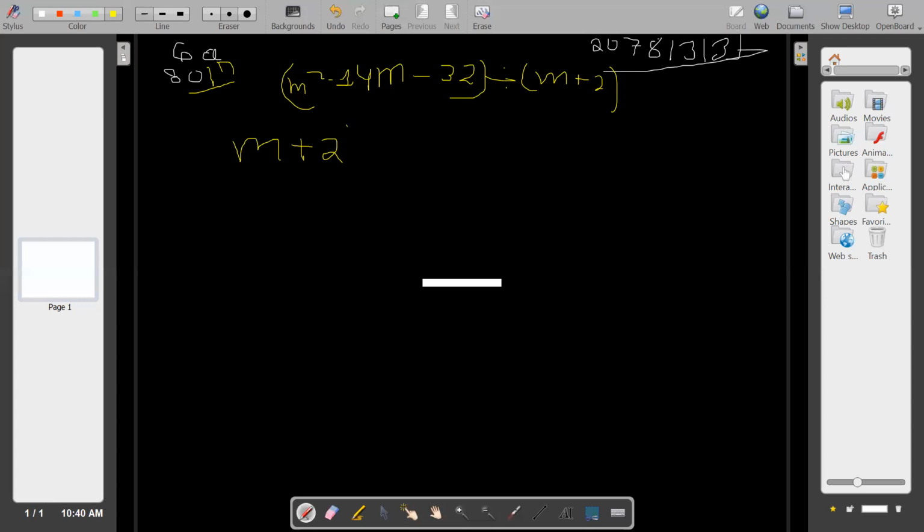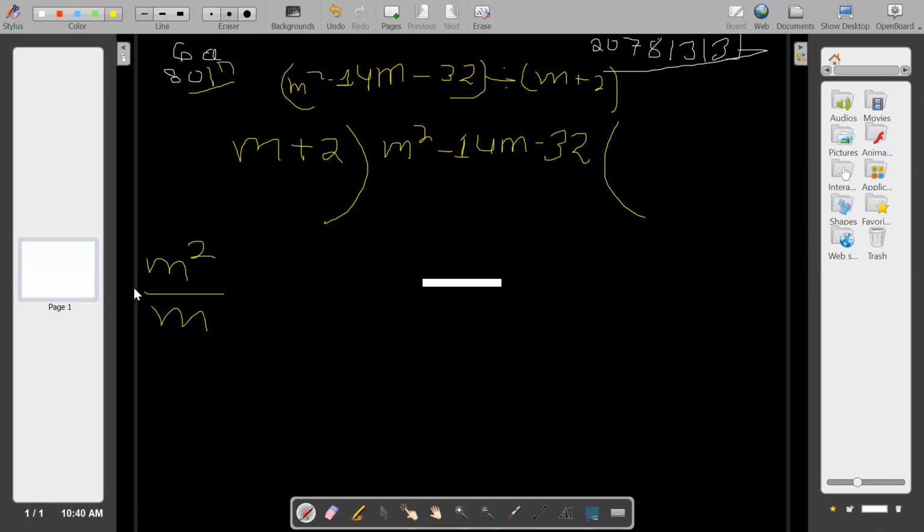Divide m square minus 14m minus 32 by m plus 2. Okay, now here the first term is m square, and here the first term is m. Now let's divide this in rough. m square divided by m, how much do we get? m square divided by m. We get m. That is why we multiply by m here.